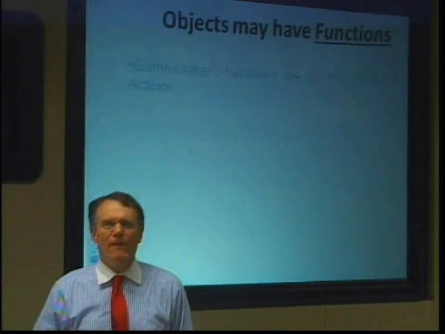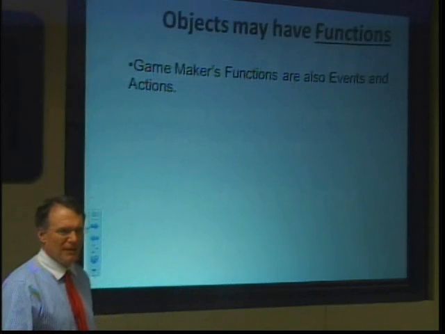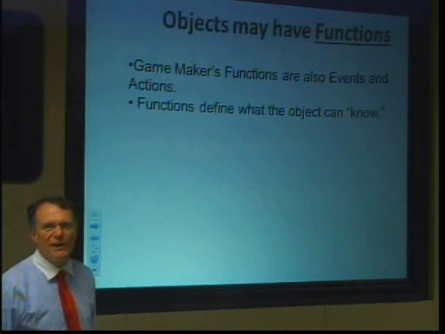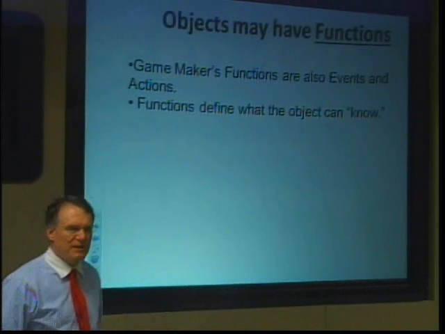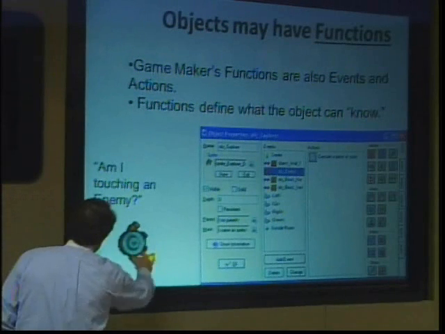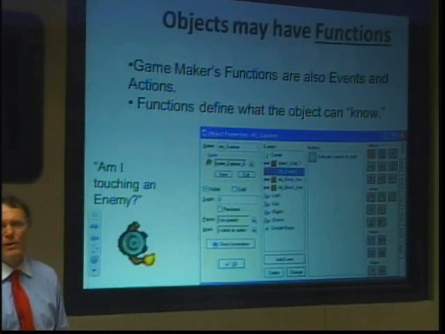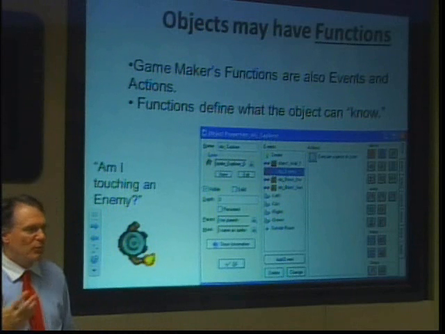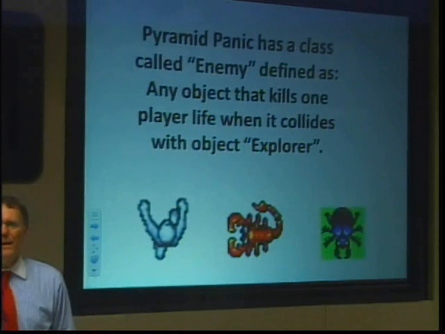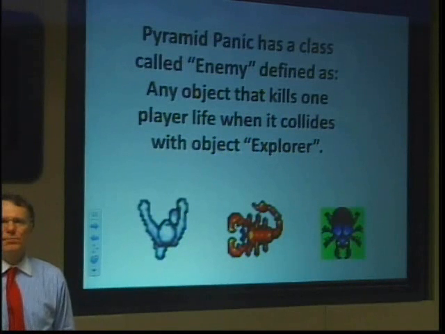Objects may also have what we call functions. GameMaker's functions are also events and actions. I hate to confuse you like this, but GameMaker's terminology is teaching you some bad habits as far as all other programming languages are concerned. Functions define what an object can know, whatever that means. For example, the explorer in Pyramid Panic can know whether or not it is touching an enemy. If there is a collision between the explorer and an enemy, then the function will determine that that's happening and decide what happens. Pyramid Panic has a class called Enemy, and that's defined as any object that kills one player life when it collides with an object explorer.